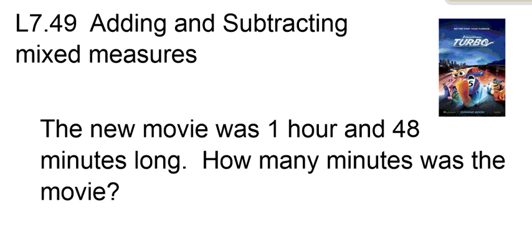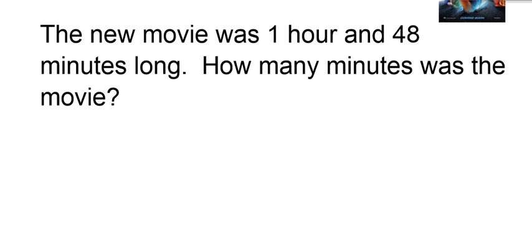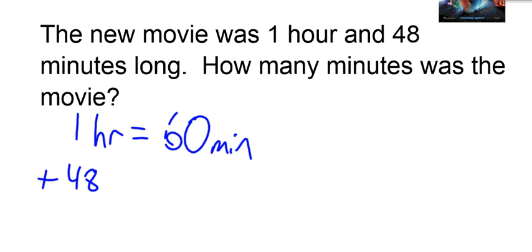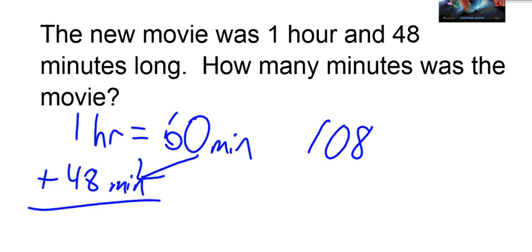Anyway, in general, when we look at the idea of mixed measures, we can see commonalities with lots of different things. For example, the new movie was 1 hour and 48 minutes long. How many minutes was the movie? I need to do some converting. I know that 1 hour equals 60 minutes, and my movie is 1 hour plus another 48 minutes. So in the end, I'm going to take this 60 minutes and add it to my 48 minutes and get an answer of 108 minutes.